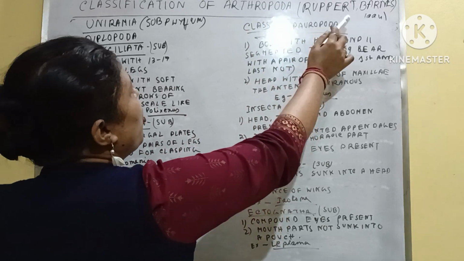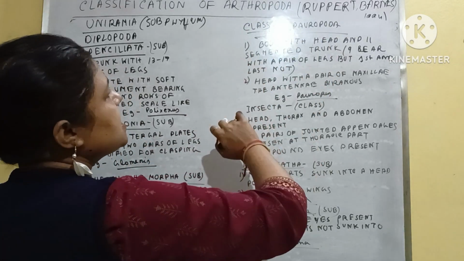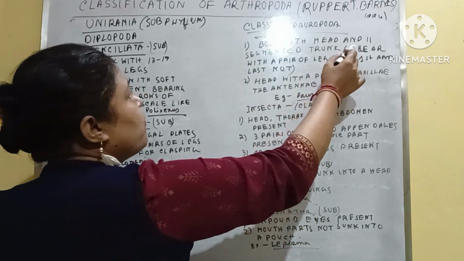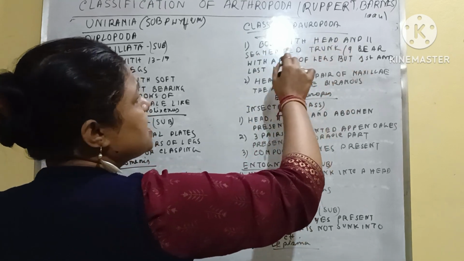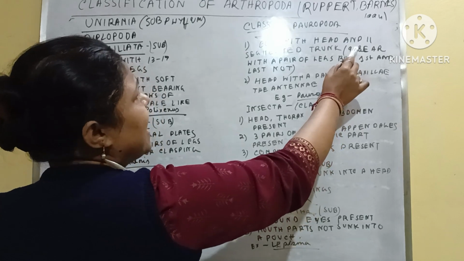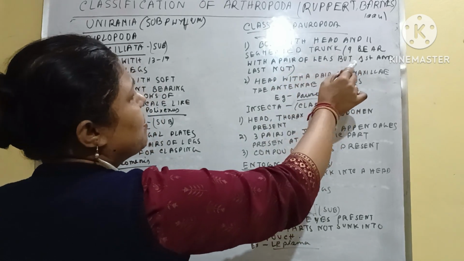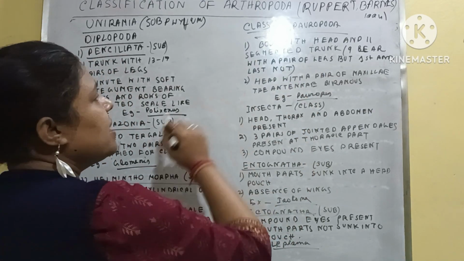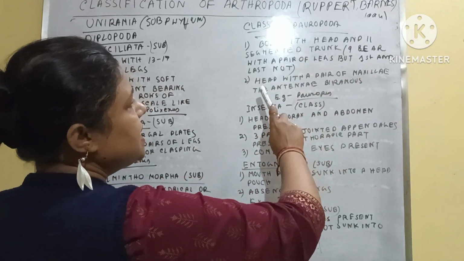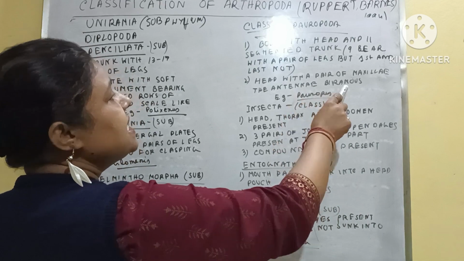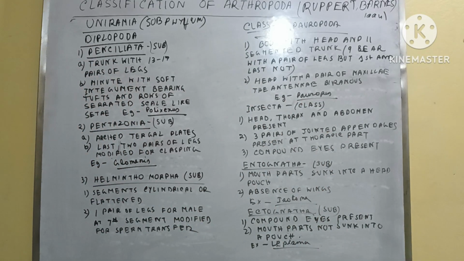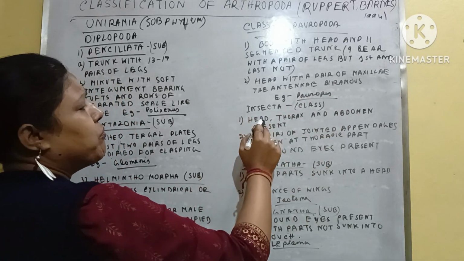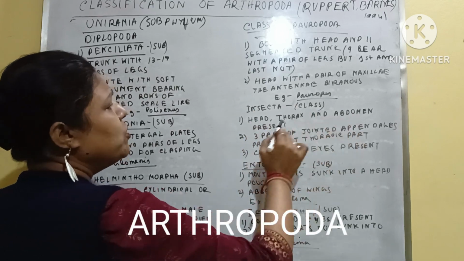Next class is the Arthropleura. Here the features are: the body with head and an 11-segmented trunk, but here 9 segments bear legs, one pair each, while the last one and the first one have no legs. The second point is that the head has a pair of maxillae and antennae, but the antennae are biramous. Example is Pauropus.